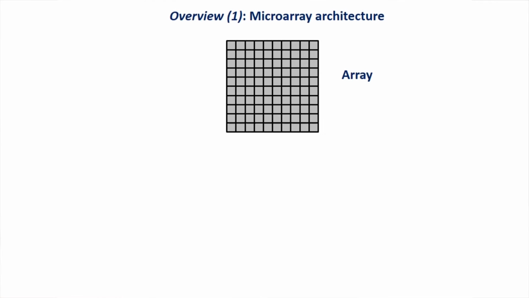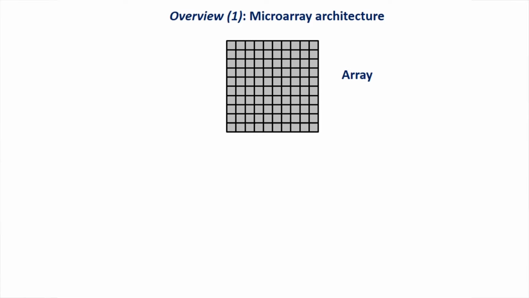The microarray technology is based on the hybridization between target nucleic acids and probe nucleic acids. We call target the nucleic acid that is the object of our analysis, and probe the known nucleic acid that is used as a tool for the analysis.